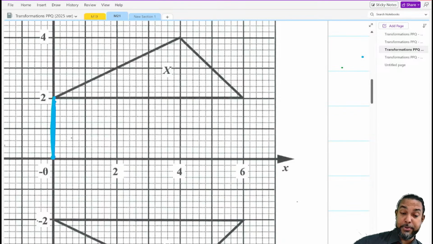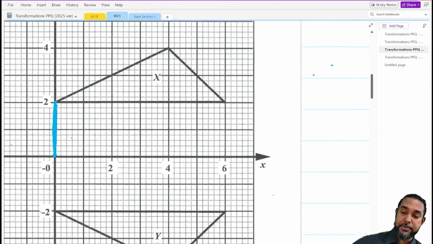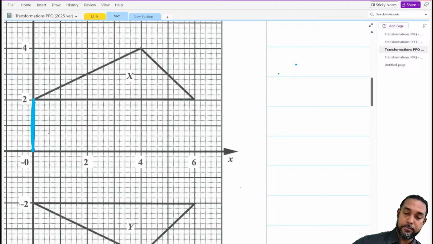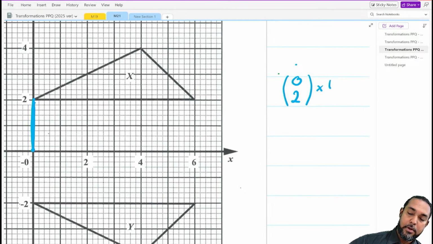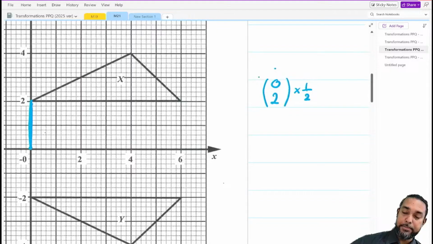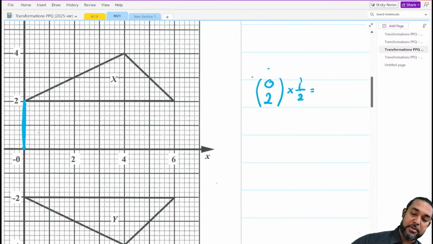No, no horizontal. I just went straight up, right? So that was how many spaces? That was 2. So let's say I put the same kind of vector, right? So 0 horizontal and 2 on the vertical. And what I would do is multiply that by the scale factor, which is a half. When I multiply, I'm going to multiply both the horizontal and the vertical. What's a half by 0? 0. What's a half by 2?